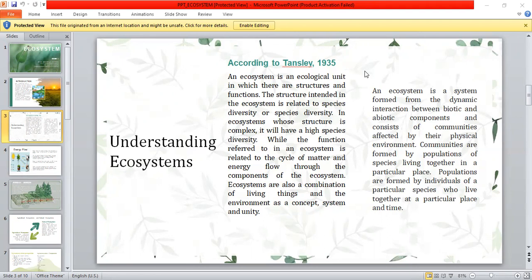components of the ecosystem. Ecosystems are also a combination of living things and the environment, a concept of system and unity. An ecosystem is a system formed from the dynamic interaction between biotic and abiotic components and consists of communities affected by their physical environment. Communities are formed by populations of species living together in a particular place. Populations are formed by individuals of a particular species who live together at a particular place and time.